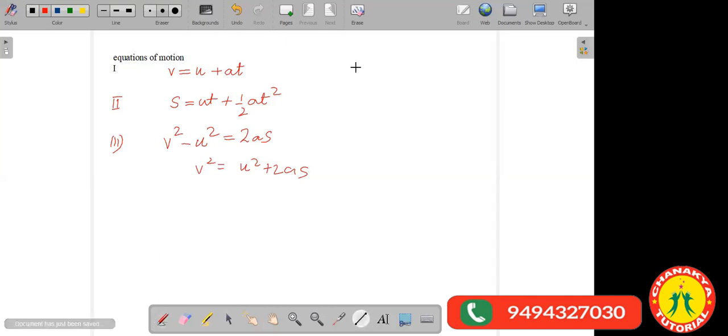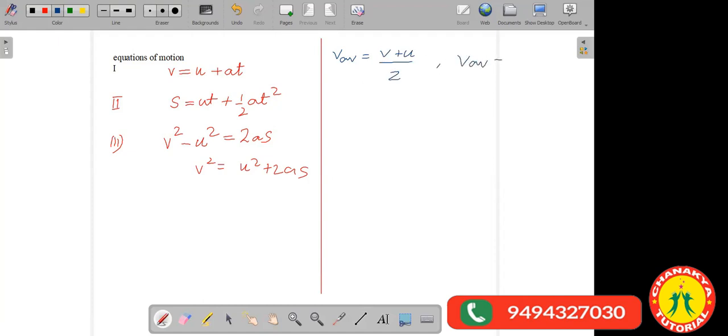So let us see. In the last class, we had done a formula for average velocity. If you remember, we had written the average velocity is given by the formula V plus U by 2, and average velocity is also given by the formula total displacement by total time. These are the two formulas of average velocity. We can equate these two expressions and get displacement by time equal to V plus U by 2.